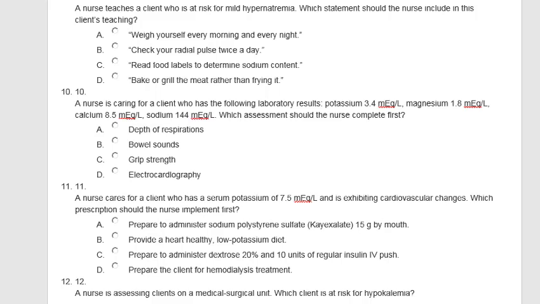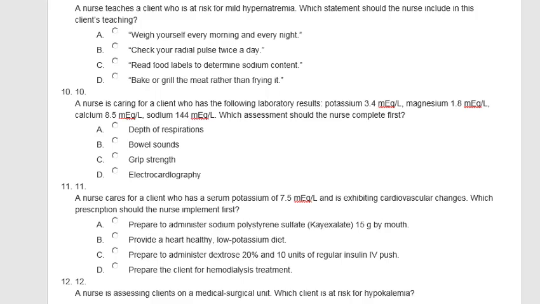Weighing, even though salt and water go together, weighing yourself tells you more about fluid than it does about salt, because the fluid could be from something else, not salt. So it's not a really good indicator about salt. Checking your pulse twice a day doesn't really have anything to do with hypernatremia. Reading food labels for sodium content, absolutely that one, because you don't want them to eat too much salt. And then bake or grill the meat rather than frying, that has more to do with fat than salt. So the answer would be C, reading the food labels.